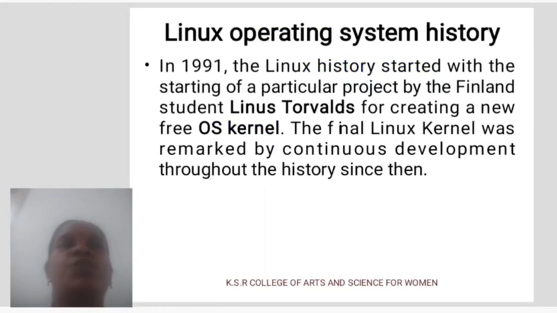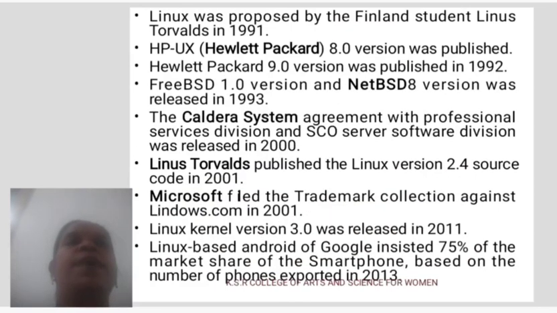Linux operating system history. In 1991, the Linux history started with a project by the Finnish student Linus Torvalds for creating a new free OS kernel. The Linux kernel has been marked by continuous development throughout its history since then. Linux was proposed by the Finnish student Linus in 1991. Version 0.11 was published. Version 0.12 was published in 1992.